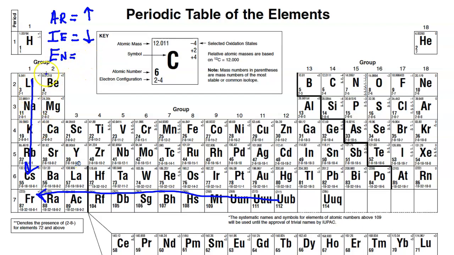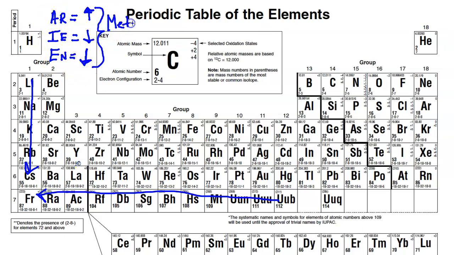And of course, if it doesn't take much energy to pull these electrons as you go down, because the atom is getting bigger and electrons are farther away and feel the nucleus less, its attraction for electrons in a bond also decreases. These three factors, big atomic radius, low ionization energy, and low electronegativity, all define one thing, and that's a metal.